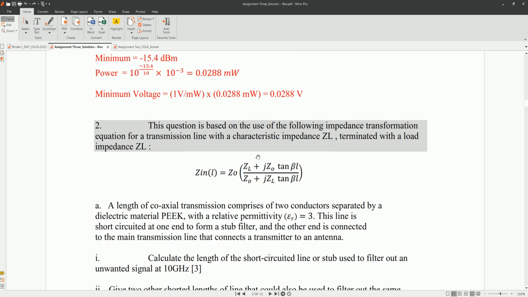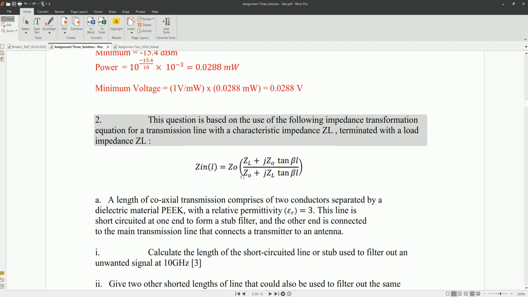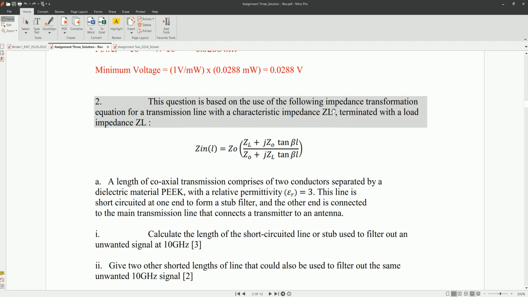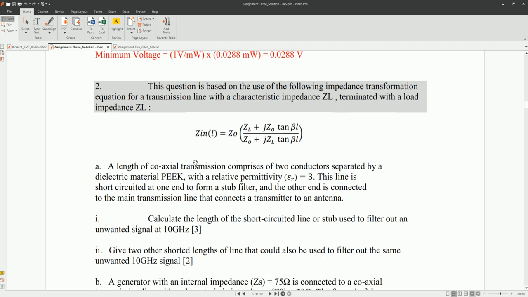Now we will come to the second question, which is based on the use of the impedance transformation equation for a transmission line with characteristic impedance Z0 terminated with the load ZL. Z in of length l is equal to Z0 times (ZL plus j Z0 tan beta l) over (Z0 plus j ZL tan beta l). Okay.